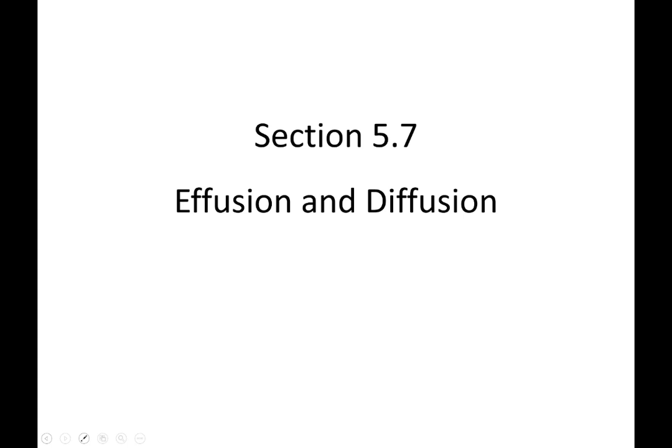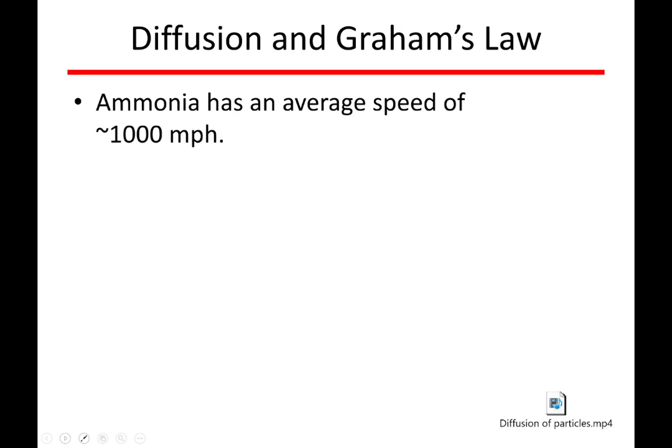Now let's talk about the effusion and diffusion of gas. In a previous video, we calculated the average speed of ammonia at room temperature and found that it was in excess of 1,000 miles per hour. It means the molecules are traveling very fast.